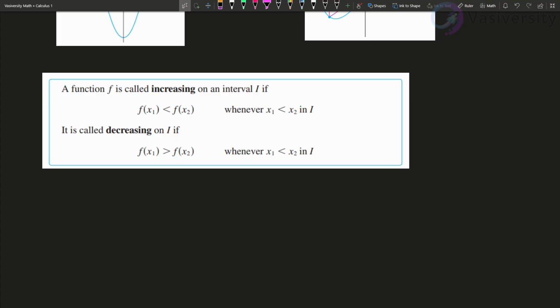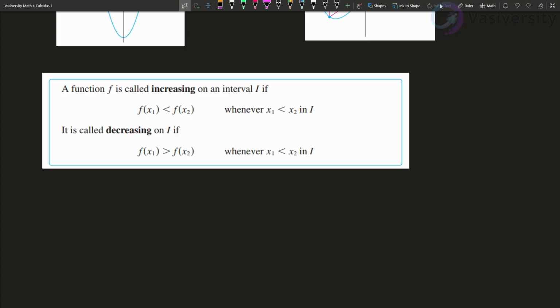So as x grows, essentially, the function grows. And the function is called monotonically decreasing on interval I if f of x1 is greater than f of x2, whenever x1 is less than x2 on the interval I. Okay, so this is increasing and decreasing functions, and you can review some of the problems in my algebra playlist, which has a link attached in the description.